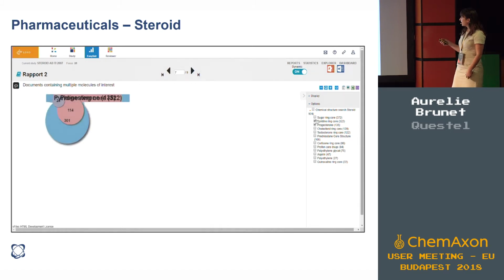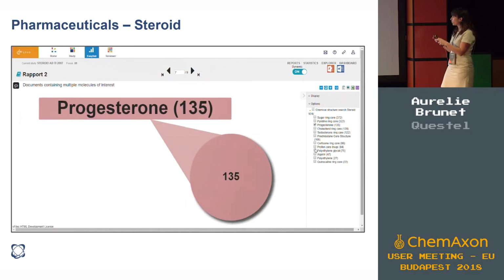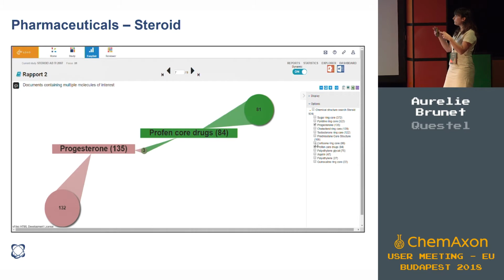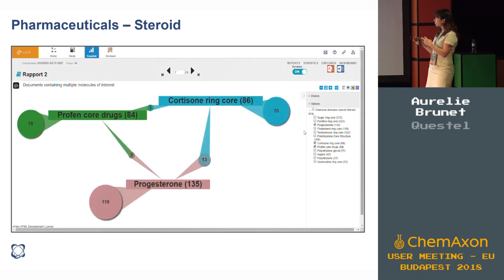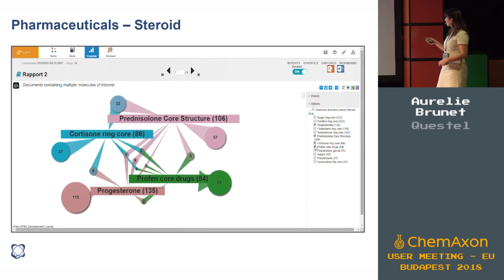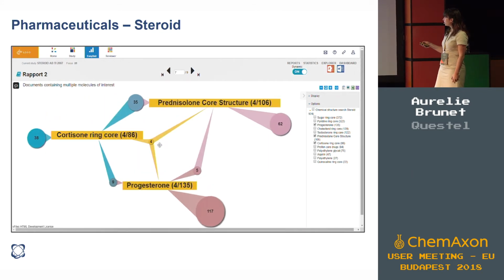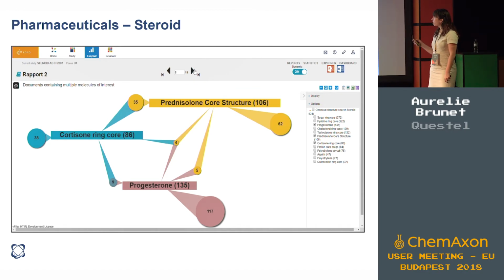And sometimes it can be nice as well to find the documents that are talking about a combination of molecules that are of interest to you. And here you can quickly say, okay, these are the groups I'm interested in, and I want to find the documents that will talk about the three types of compound at the same time.